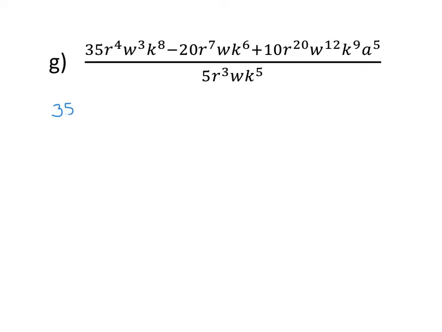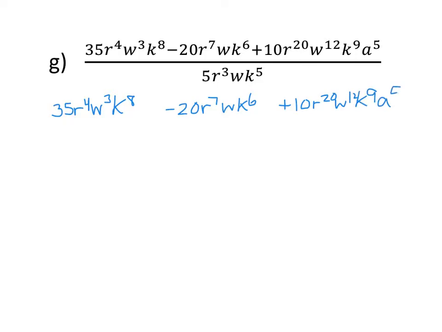I have 35, r to the fourth, w to the third, k to the eighth. Then I have negative 20, r to the seventh, w, k to the sixth. And then I have a positive 10, r to the 20th, w to the 12th, k to the 9th, a to the 5th. I'm going to put each term over that denominator, 5r to the 3rd, wk to the 5th.